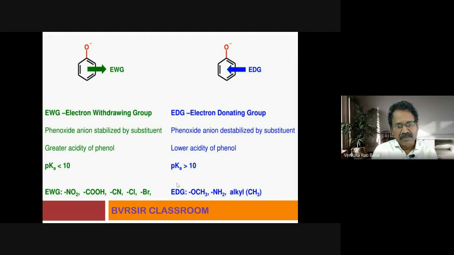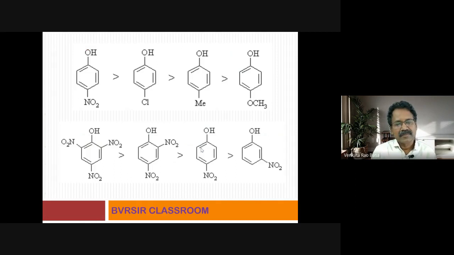What are the type of electron donating groups? OCH3, methoxy. Methoxy group is an electron donating group. NH2 group. On the oxygen and nitrogen atoms, the central atom carries electron pairs. That's why they are electron donating in nature. Similarly, alkyl group is also considered as electron donating. So if these type of groups are present, acidity of phenol will be decreased. In that way, you have to practice this.